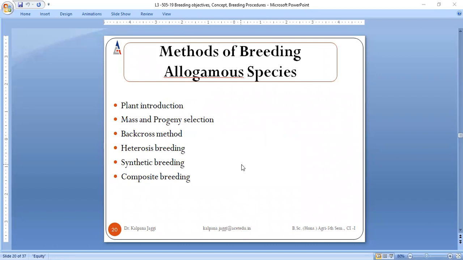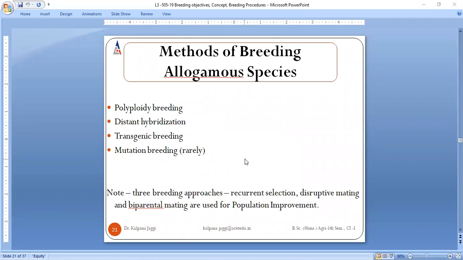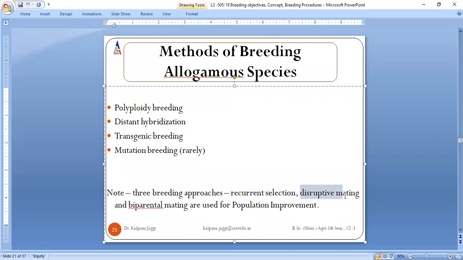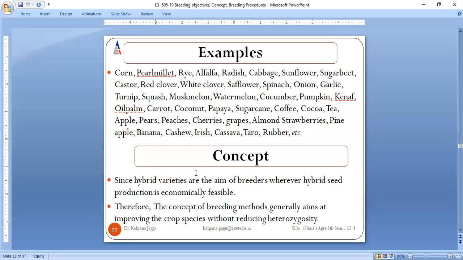I will be discussing these methods later on, because right now we only need to focus on the concept of breeding self-pollinated, cross-pollinated, and vegetatively propagated species. But out of these methods, if we need to improve the population, then recurrent selection, disruptive mating, and biparental mating can be used for the improvement of population. These all are the examples. And I am sure the concept is very clear to you all.